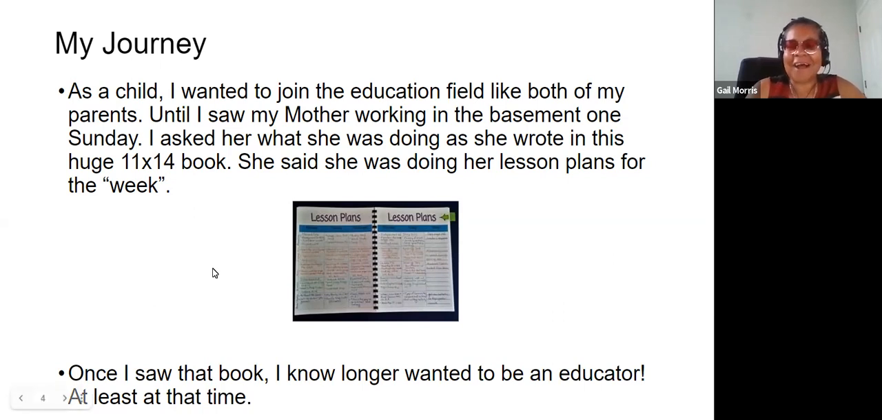So this is not her lesson plan book. I was actually trying to find one, but I could not find one. But this is kind of what it looked like, with all the actual handwriting in there, which, I don't know who does that today. Maybe some old school teachers maybe still do that. I know I don't handwrite anything. My handwriting is horrible, so that's one of my main reasons. But that's what she had, which was pretty interesting. So once I saw that book, I was out of there.